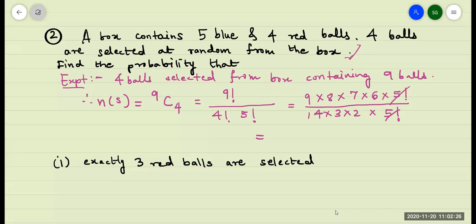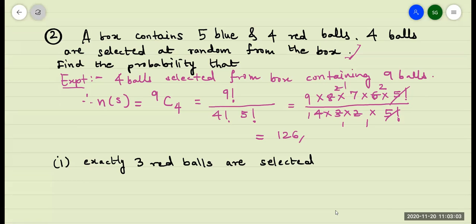And now I can reduce. Now 9 into 7 into 2, how much does it come? 9 sevens are 63, twice is 126. Correct? Yes. So it is 126. Okay, so that is my denominator for both the questions.